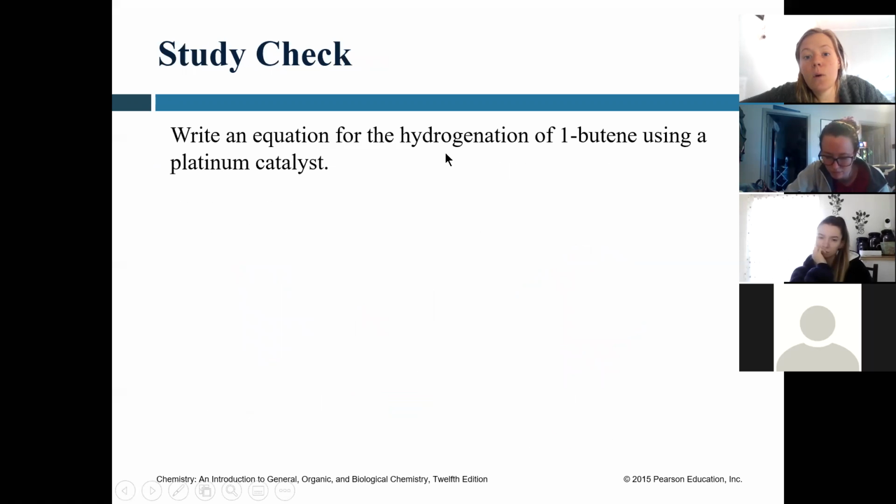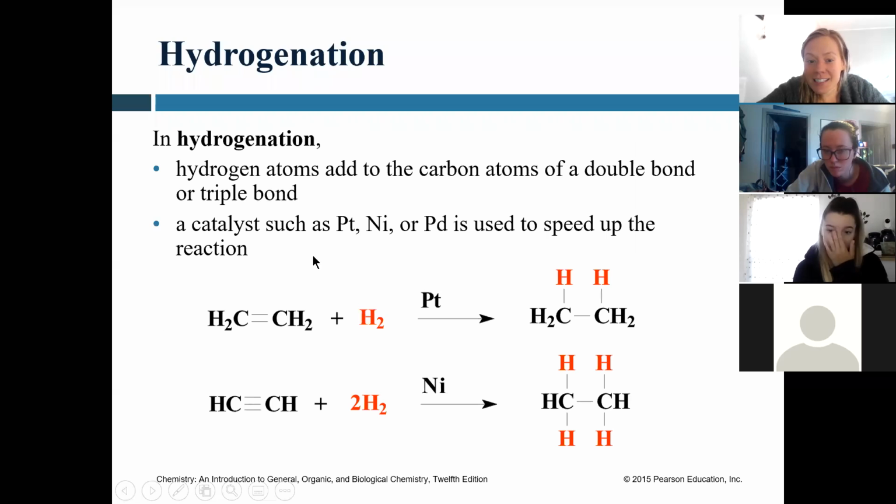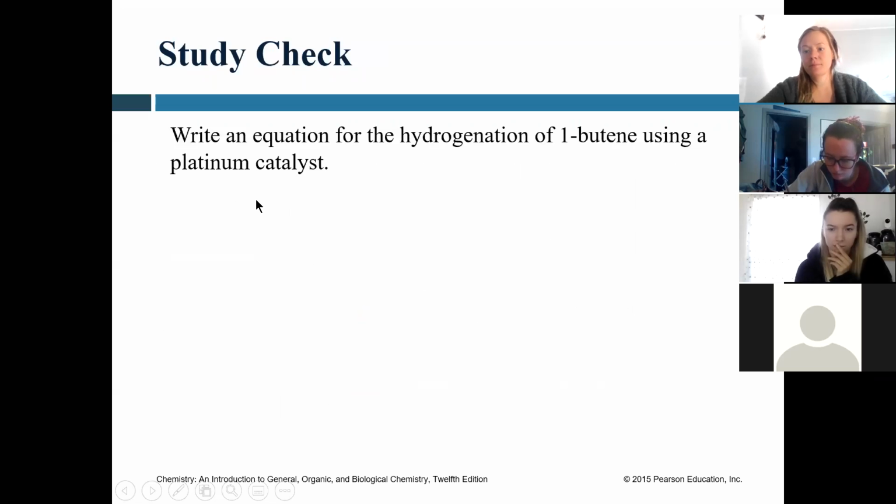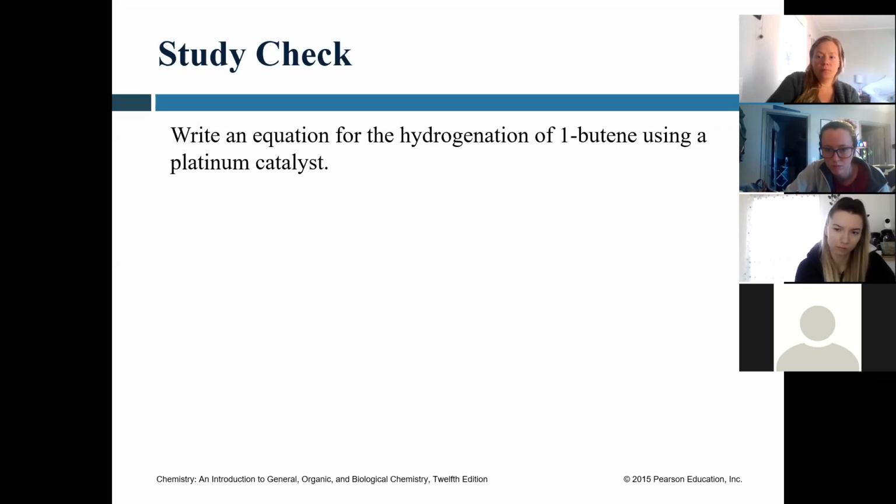So I want you to write an equation for the hydrogenation of 1-butene using a platinum catalyst. So first write your 1-butene, add hydrogen, draw an arrow and put platinum over it, and then tell me what the result would be. Try it out. It's going to look very similar to this, but we don't have 2 carbons. We have 4 carbons. If you're like, I have no idea, just try it. See what happens. Just try it. We'll go over it in a second.